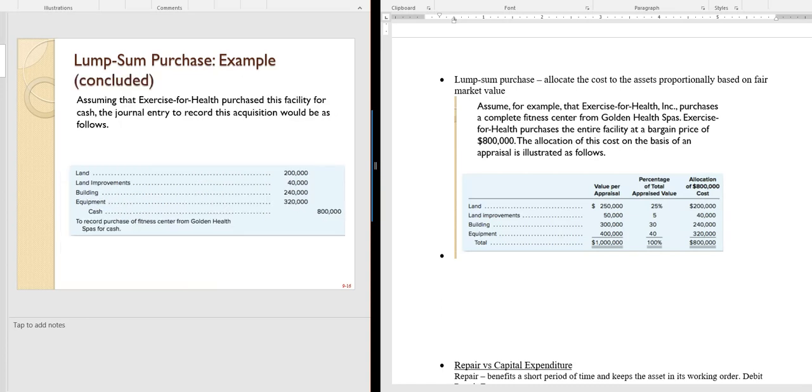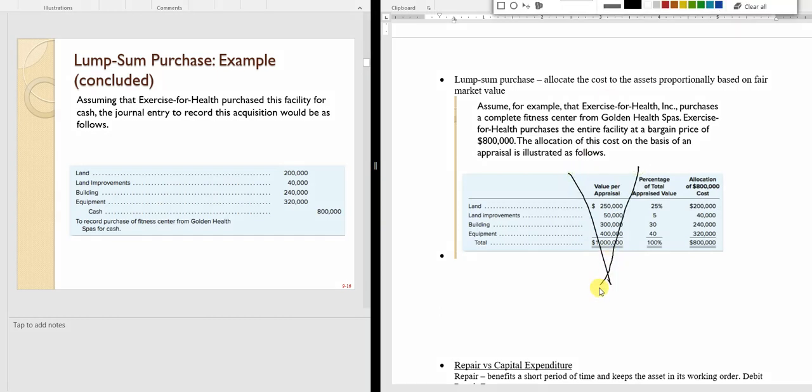See if I made my journal entry. Okay, so here's what it ends up to be. I, in essence, ignore these because I can only record an asset at what I paid for it, and I paid $800,000 for it, so I somehow have to allocate $800,000 to all the assets. So I use these values to determine the percent, and then record at $800,000. So these are the values I use. So I debit all of my assets and credit cash.